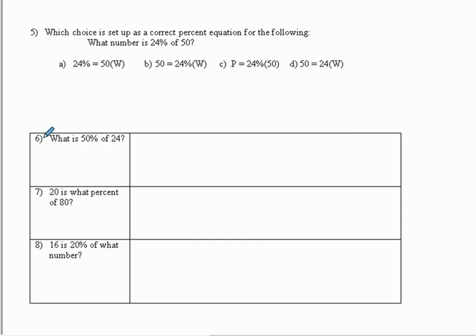And there's a couple more down here. And if you'd like, or the sub would like, you guys can work on them in partners.